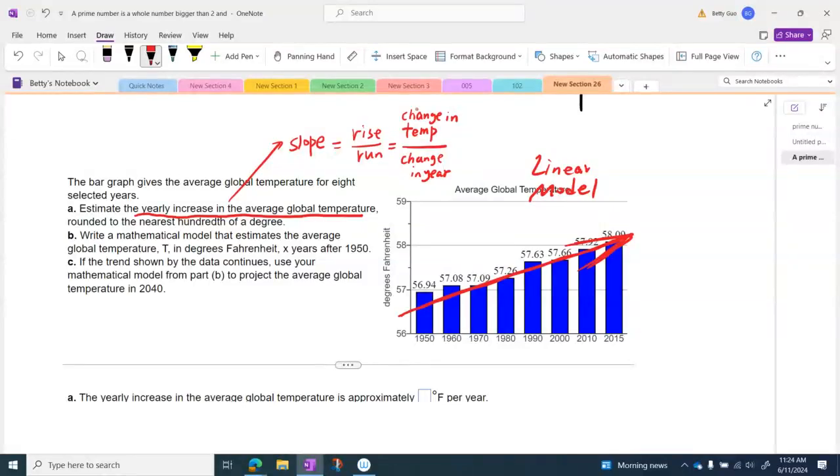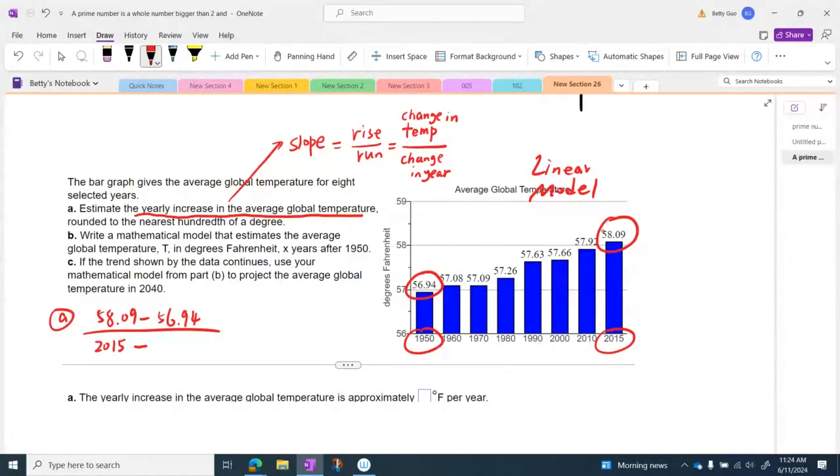So let me tell you exactly what we do for part A. It's pretty simple. Just look at this number and this number, okay? Part A, use the biggest number, the highest temperature in 2015, 58.09, to minus the lowest temperature in 1950, which is 56.94, and use the difference to divide by the change in year. So 58.09, that temperature corresponding to year 2015. Use 2015 to minus the corresponding year for the lowest temperature, 56.94 Fahrenheit, which is 1950.